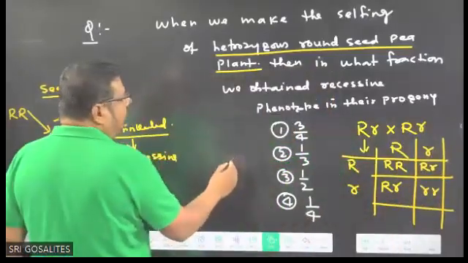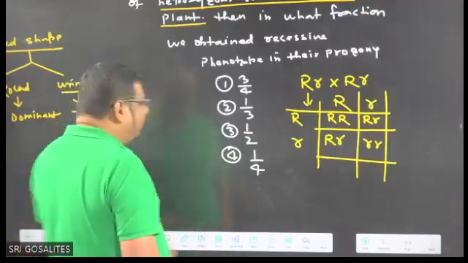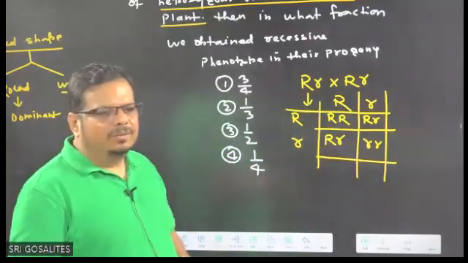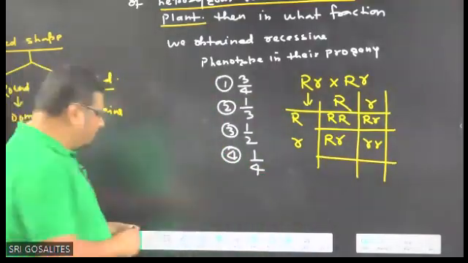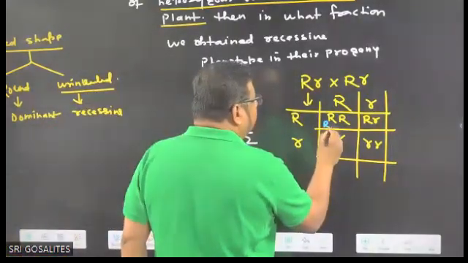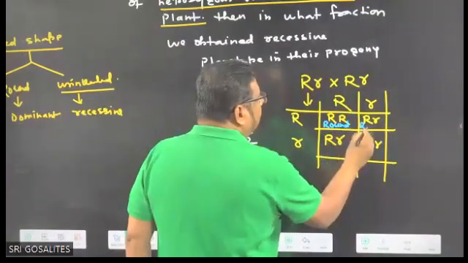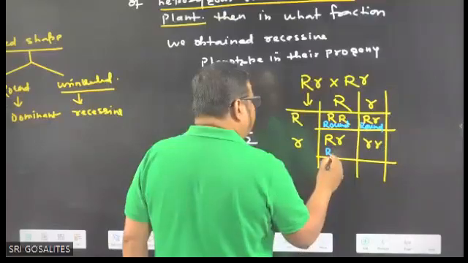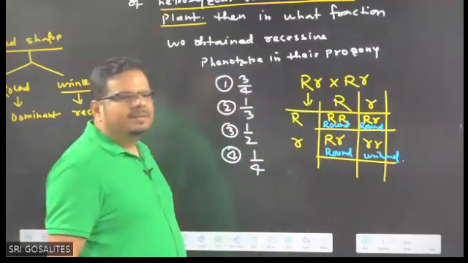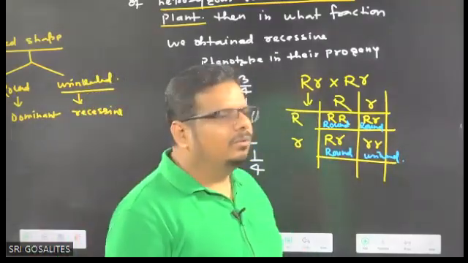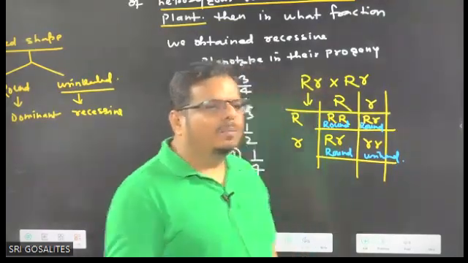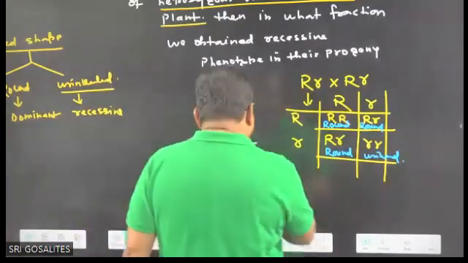Any doubt? Tell me. How have I written it? No one has any doubt? Very good. Now you tell me, what is this? Round or wrinkled? Round, round, round, and this one is wrinkled. Who is dominant? Round. Who is recessive? Wrinkled. How many wrinkled? 1 out of 4. What will the answer be? 1/4.